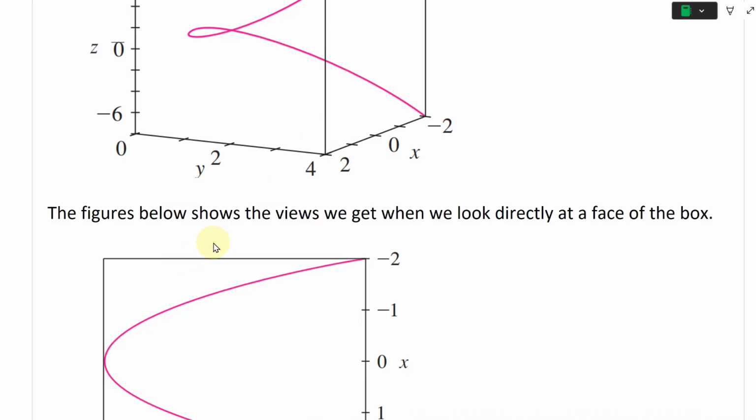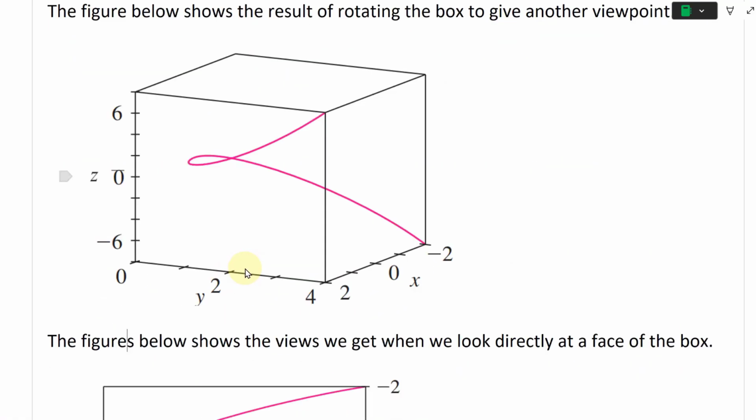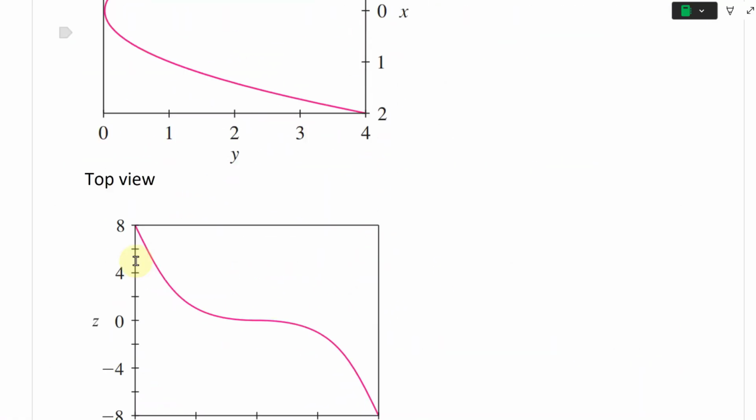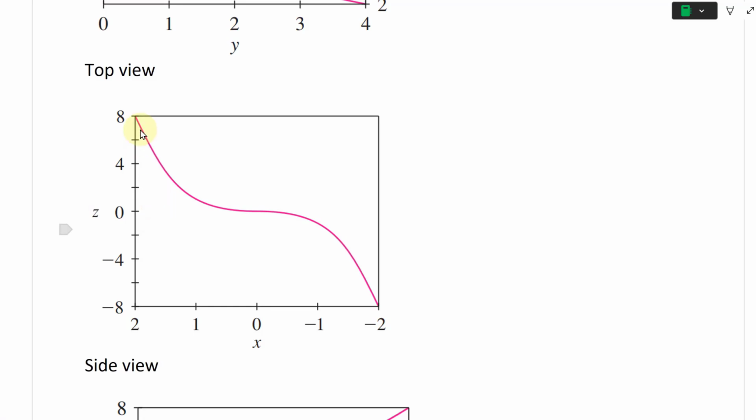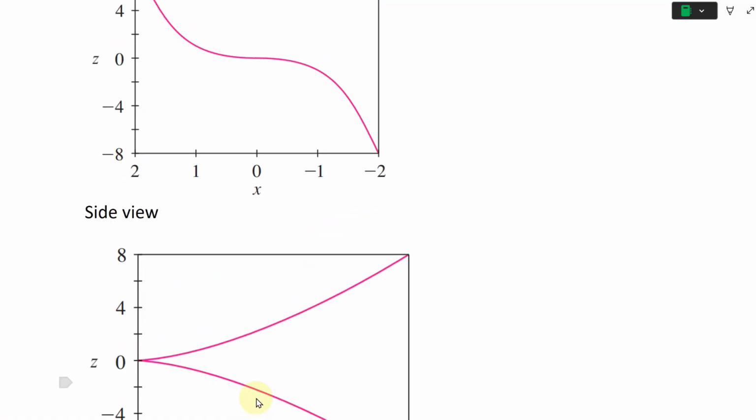Now the figures below show the views we get when we look directly at a face of the box. This is looking at it directly from the top, and from the top it is just a parabola. If you look at it from the side view, it looks like a cubic, going like this and up. And then looking at the other side view, it looks like an inverted, convex parabola. This is the side with the Z and Y.